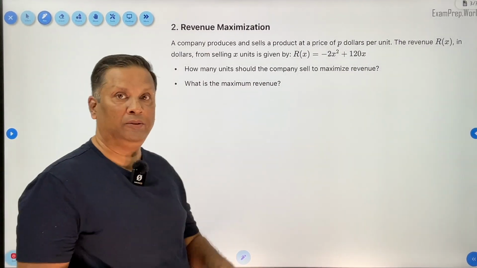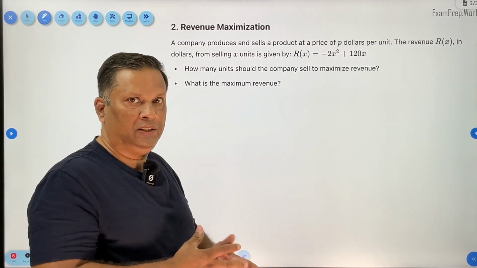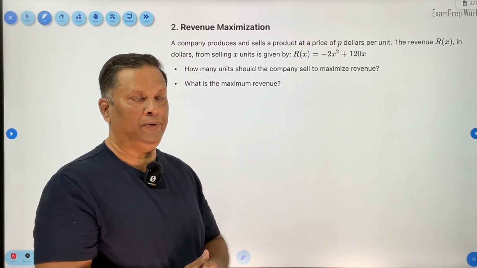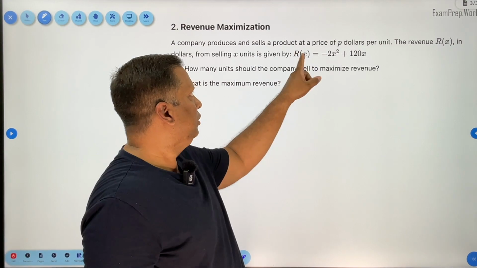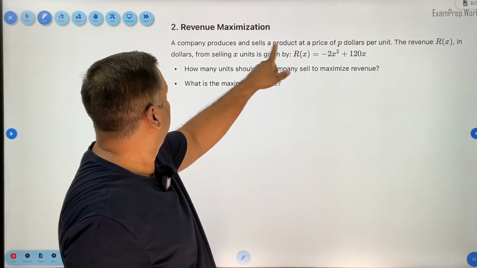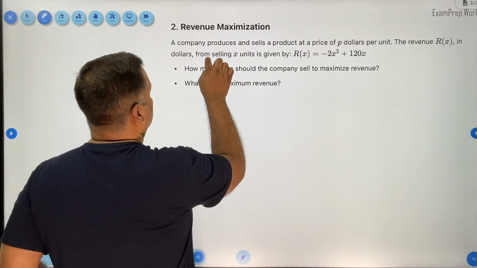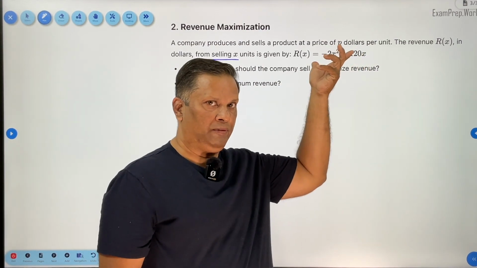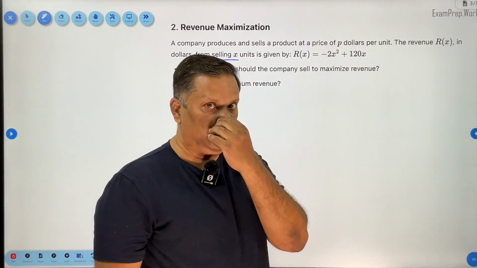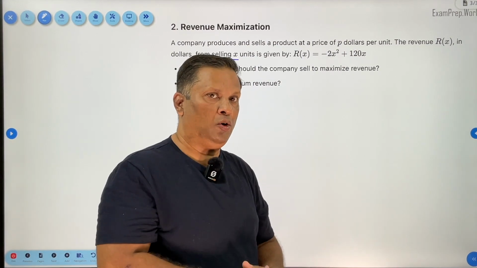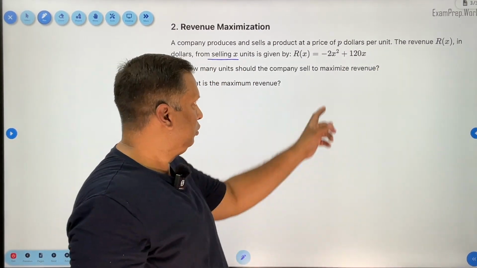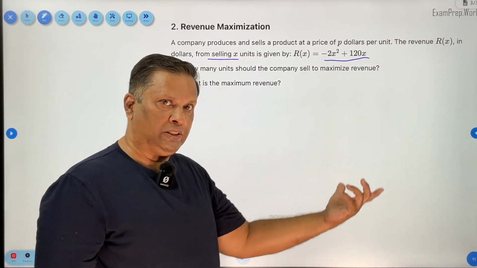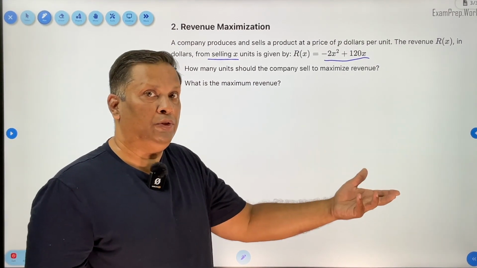Now revenue maximization. Many factories make different products and they get revenues. Revenue is from sales. Whenever they sell, the amount of money they get is called revenue. They have given a quadratic function for revenue based on the number of products, where they are selling x units. Suppose they sell 10 units, you apply 10 here and get the revenue. Now they are asking how much they should sell so that their revenue is maximum. This is a quadratic function, so obviously the vertex will define the maximum revenue and the number of products.